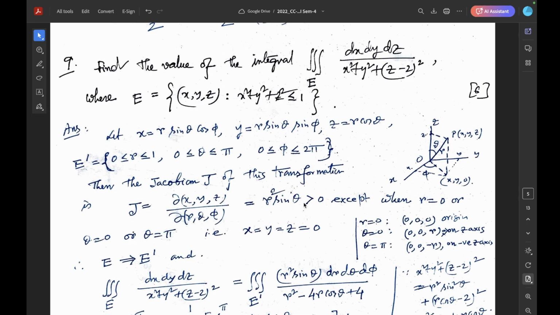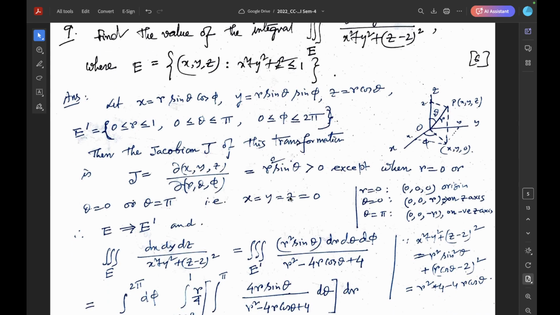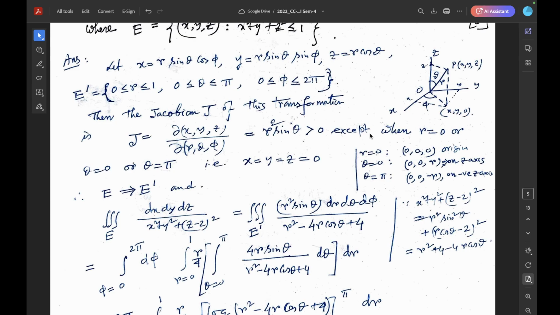remember this result, r square sin theta. This is greater than 0 except when r equal to 0 or theta equal to 0 or theta equal to pi. When r equal to 0, that means x equal to 0, y equal to 0, z equal to 0, this is the origin. When theta equal to 0, x equal to 0, y equal to 0, and z equal to r, so (0, 0, r), the positive z axis. When theta equal to pi, z is minus r, that is the negative z axis. So this Jacobian J is positive except on the z axis.